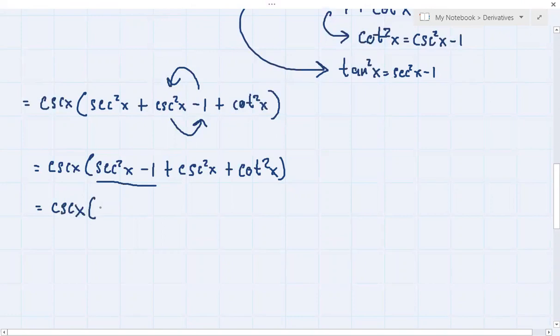So therefore, we will have tangent squared of x plus cosecant squared of x plus cotangent squared of x.